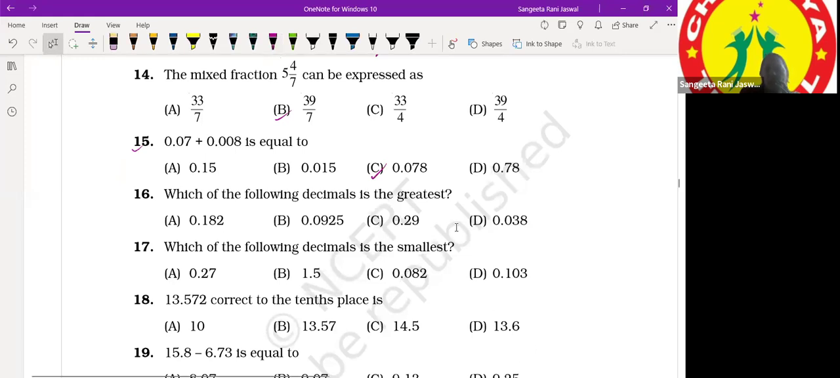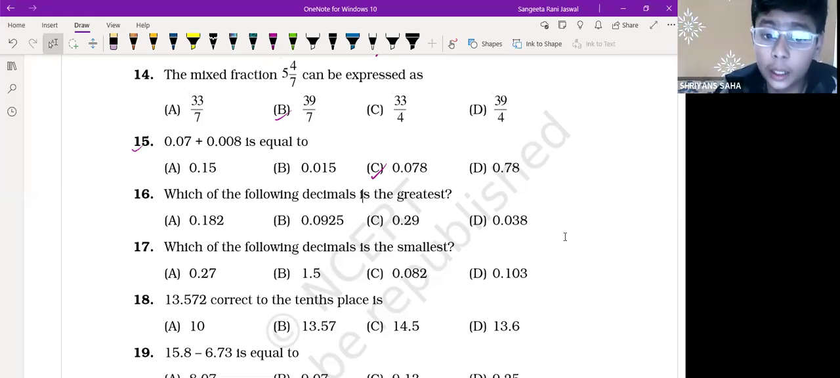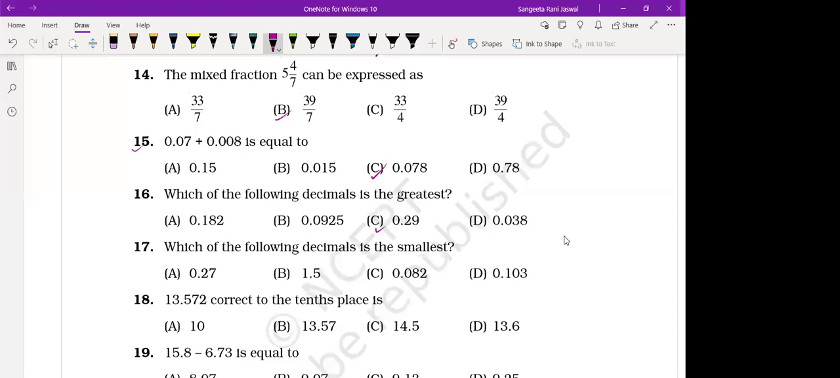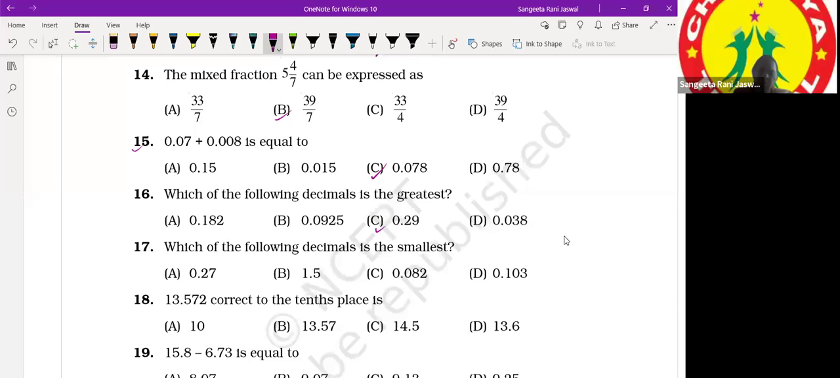Which of the following decimals is the greatest? Shreyansh, the greatest decimal? C, ma'am, 0.29. Okay, next one. Neha, which of the following decimals is smallest? Ma'am, option C. Okay.